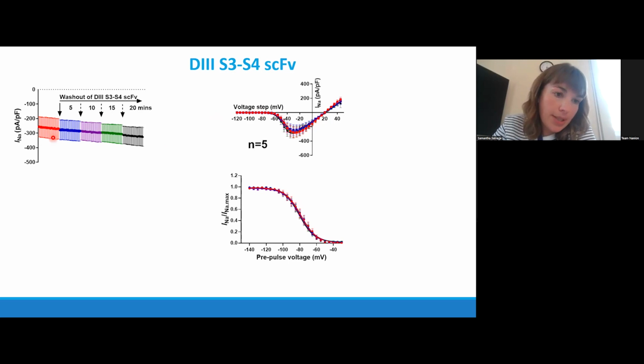But what we did notice is that this very first recording under the domain 3, S3, S4 single-chain antibody is showing a smaller magnitude of current. It's at least 50% smaller than what we're typically getting from NaV1.5. So that made us wonder whether perhaps it was worth just trying different incubation times and recording control and the single-chain antibody only at that initial time point.